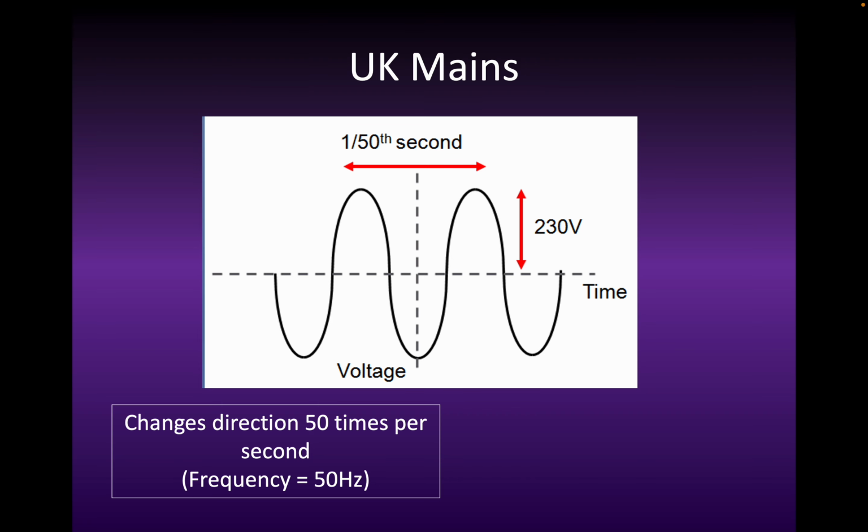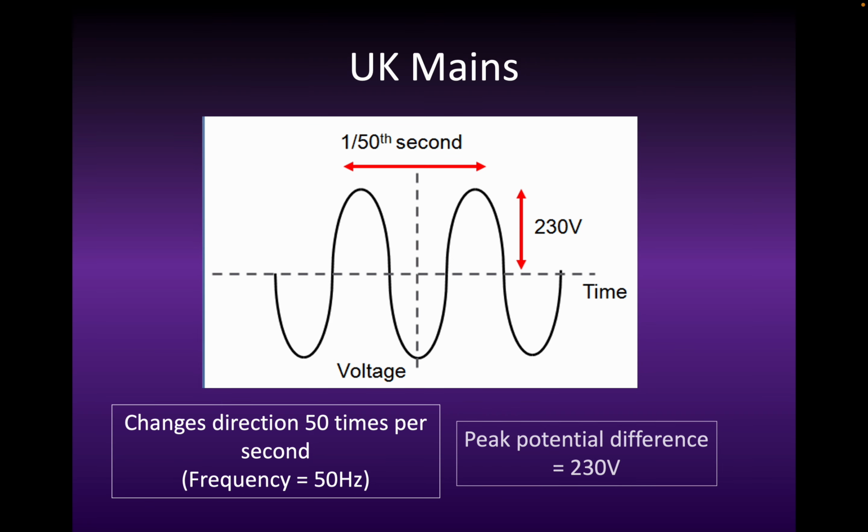So it changes direction 50 times a second, and that's what we mean by it. And the peak potential difference is greater than 230 volts, so I need to correct this slide, but I think I've explained it, so please make sure you realize the peak voltage will be higher than 230 volts. The 230 volts, as I said before, represents what it would be equivalent to having a DC supply of always 230 volts. It would provide the same energy as a DC supply of 230 volts. That's a better way of understanding what it means.